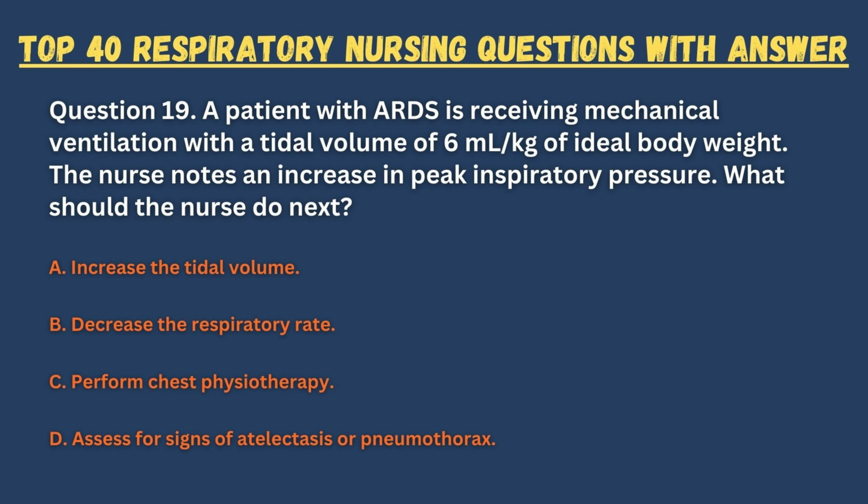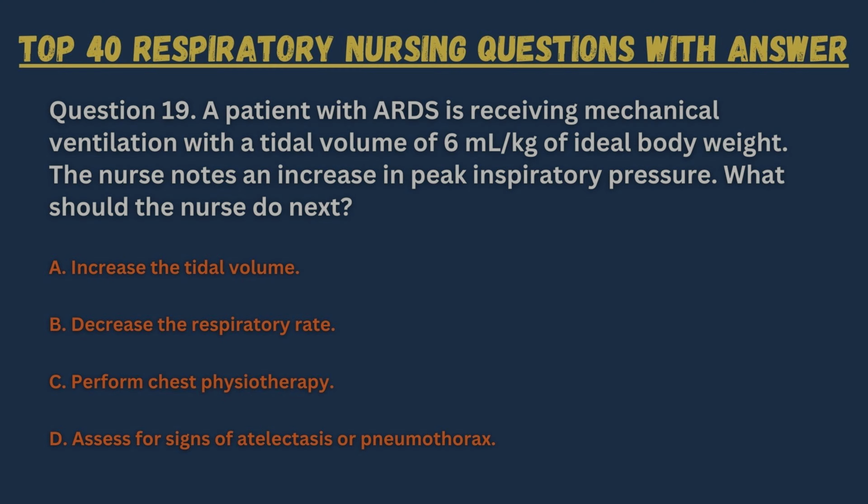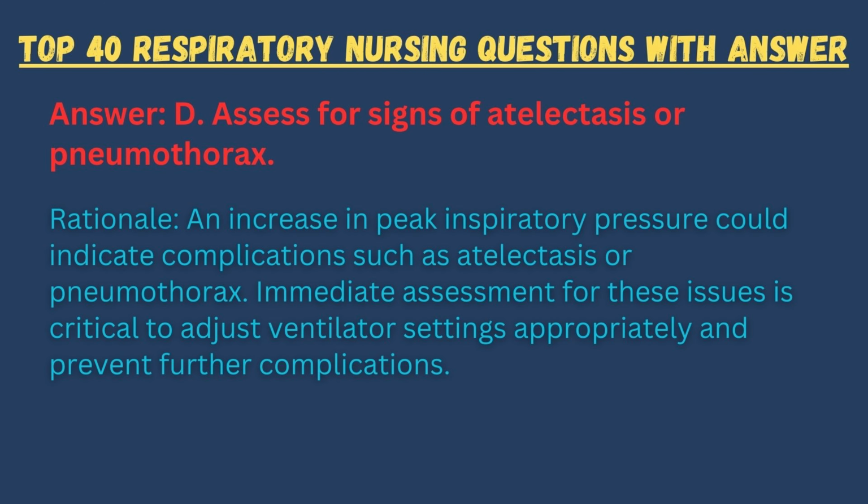Question 19. A patient with ARDS is receiving mechanical ventilation with a tidal volume of 6 milliliters per kg of ideal body weight. The nurse notes an increase in peak inspiratory pressure. What should the nurse do next? A. Increase the tidal volume. B. Decrease the respiratory rate. C. Perform chest physiotherapy. D. Assess for signs of atelectasis or pneumothorax. Answer: D. Assess for signs of atelectasis or pneumothorax.